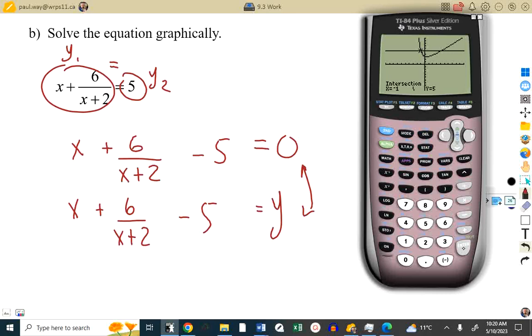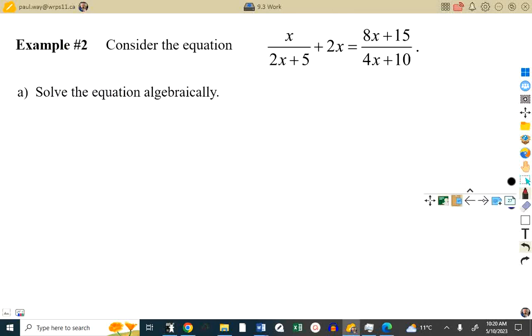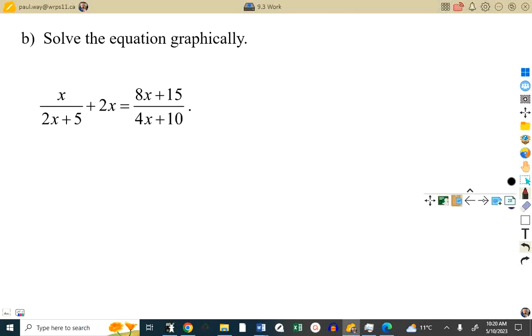Any questions with example 1? All right, let's jump ahead now and let's look at example 2b. We'll do 2a in a second.